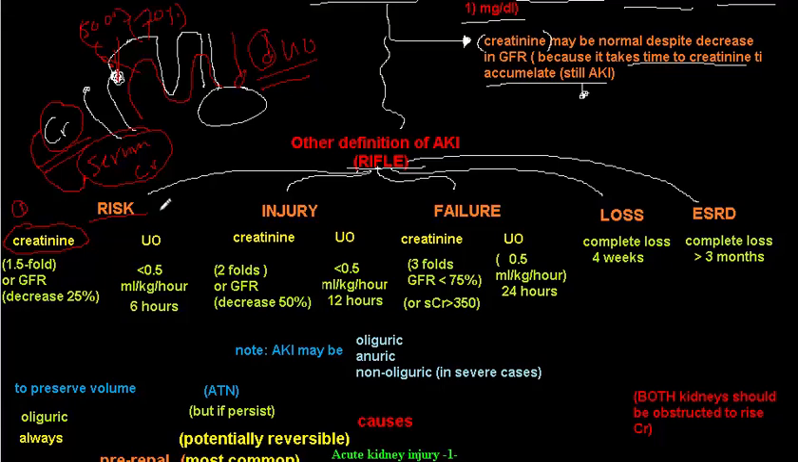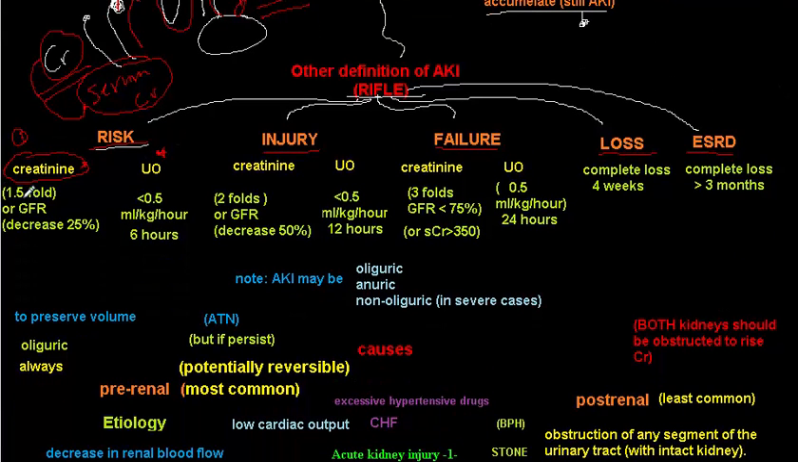Okay, so each one of these stages, the risk, the injury, the failure, the loss, the end stage renal failure, is signified by some level of creatinine and level of urine output. Let's start with the risk for acute kidney injury. If we have an increase of 1.5 folds of creatinine, then we tell that we have a risk for acute kidney injury.